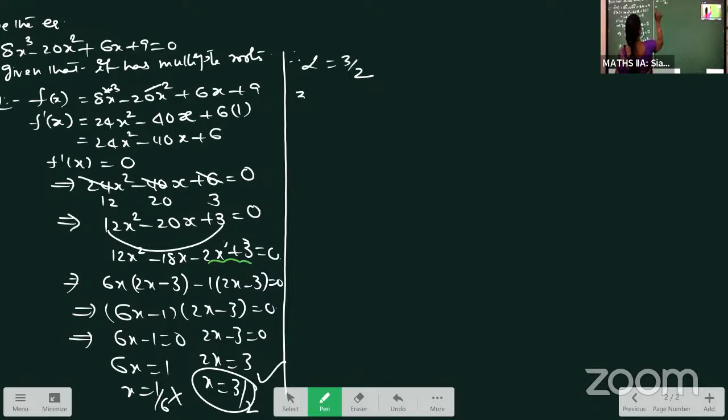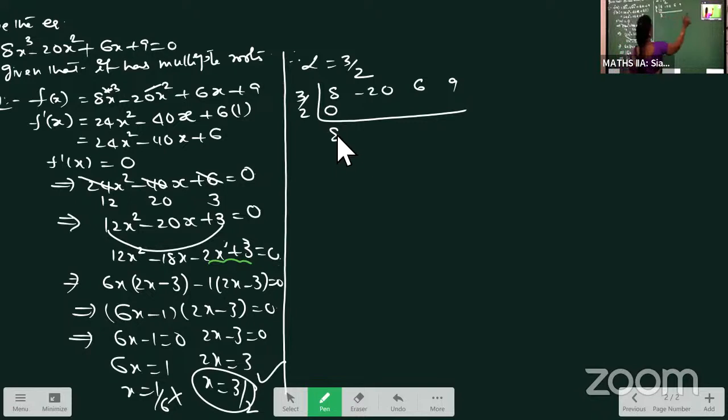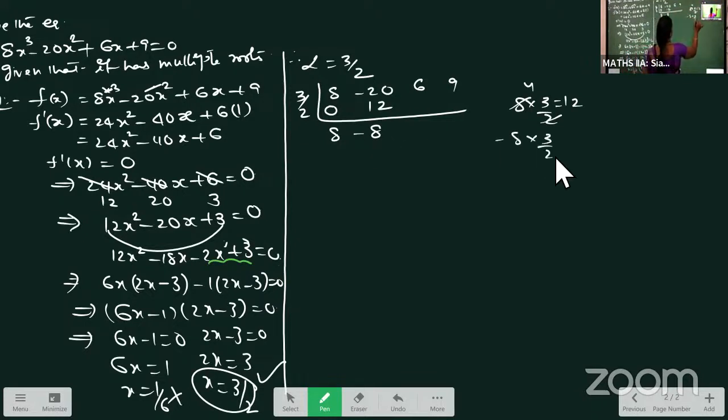So, with 3 by 2, do the synthetic division. See, 8, minus 20, 6 and 9. Keep 0 here, then 8. 8 into 3 by 2, you do that. How much are you getting? That is 12. Again, you are getting minus 8. Minus 8 into 3 by 2, you will get minus 12. So that is minus 6. Minus 6 into 3 by 2.